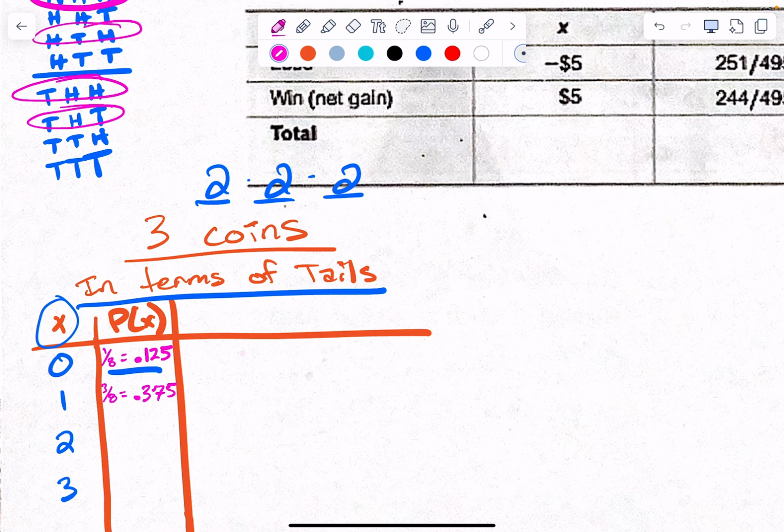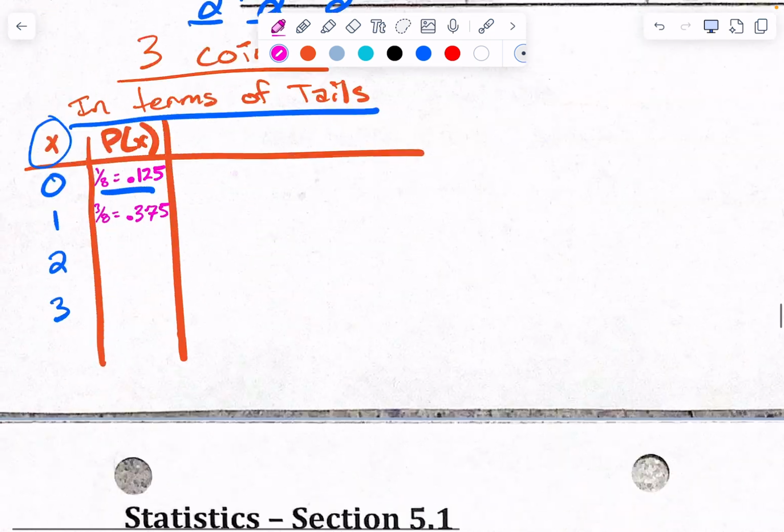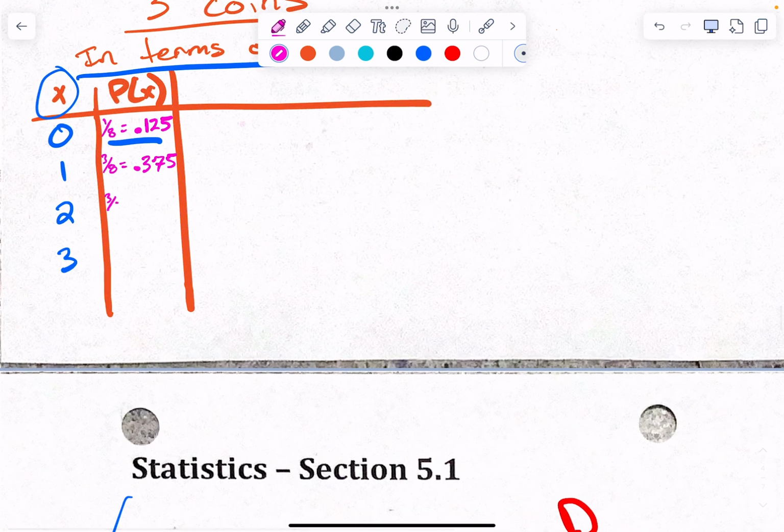2 tails is like this one. No, I did that wrong. Whatever, 3/8 and then 1/8. I circled the wrong ones up there. Sorry. 0.375, we know this table. And then 1/8 is the chance of getting all 3 tails, which is 0.125. This is the probability table for 3 coins.